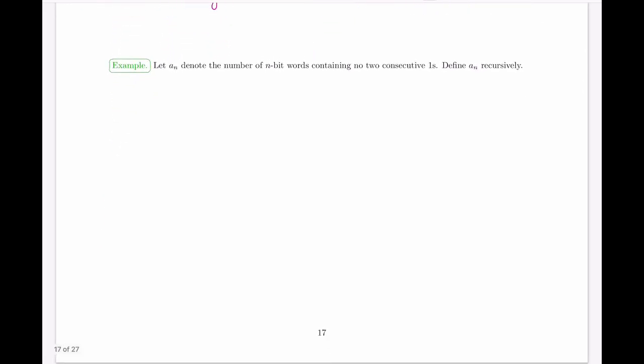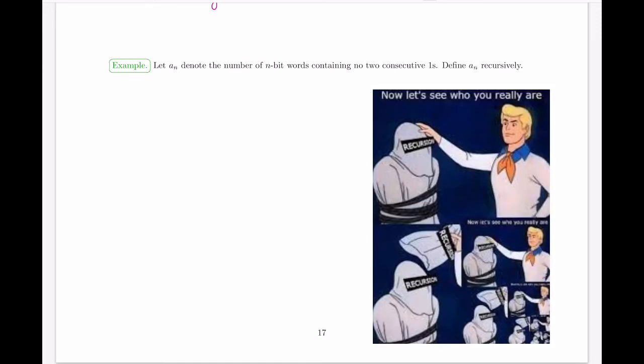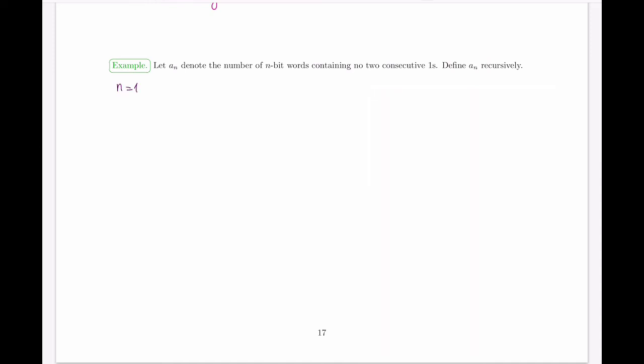Next up, we're going to talk about n-bit words. This is going to be a little bit more involved. We're going to have a sub n denote the number of n-bit words containing no 2 consecutive ones. Okay, so they can contain 2 ones, they just cannot be consecutive, or in a row. We're asked to define the sequence recursively. Just to get some handle on what that looks like, let's do a couple of examples.